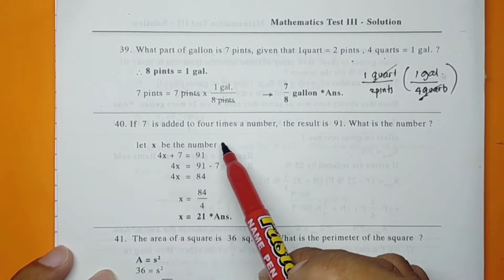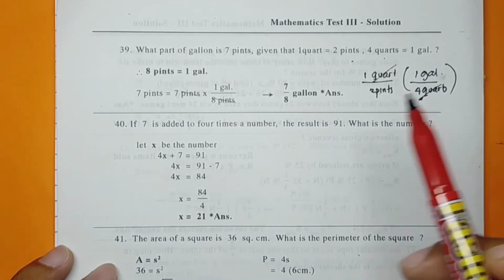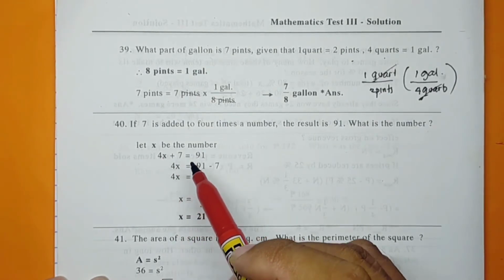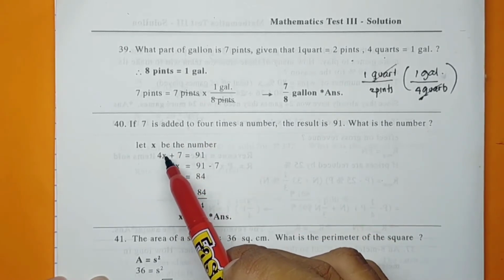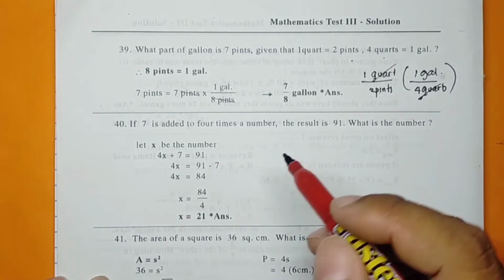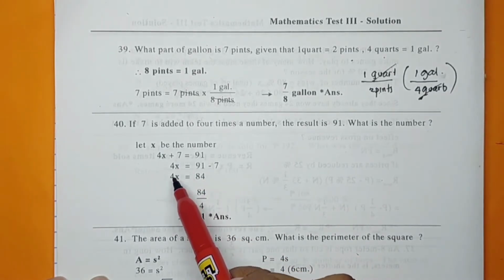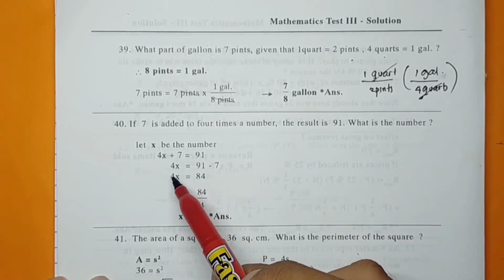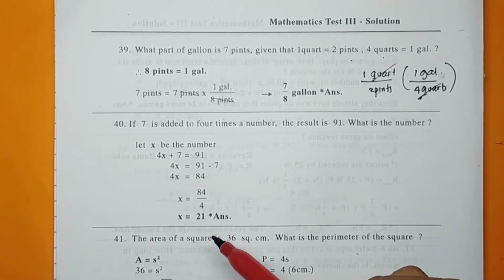If 7 is added to 4 times a number, the result is 91. So what is the number? So with this kind of problem, let x is equal to the number. Okay, so it says here that 4 times a number, if 7 is added, so that will become 4x plus 7 equals, the result is 91. So now you just transpose this to the right side. That's why 91 minus 7. And then here 4x is equal to 84. And now you divide it, because 84 moved into the denominator, divided by 4. Therefore the answer is 21.